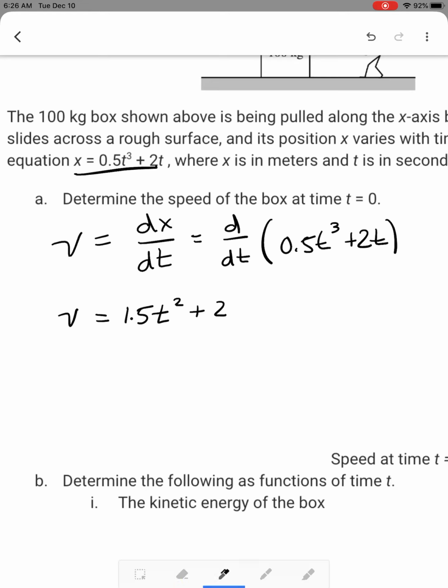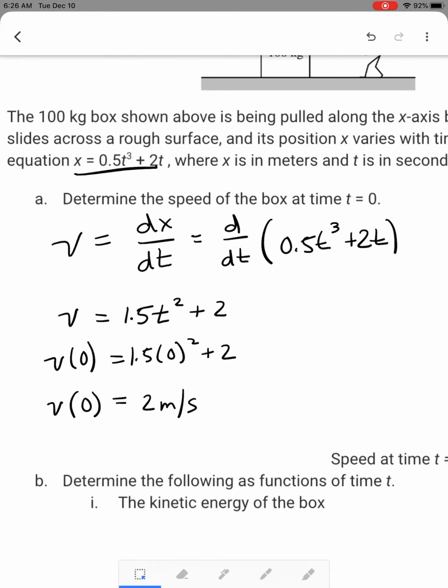And the question is, determine the speed of the box at time equal to 0. So then we just plug in 0 for t. So v of 0 is equal to 1.5 times 0 squared plus 2. So we get that the velocity at 0 is 2 meters per second.